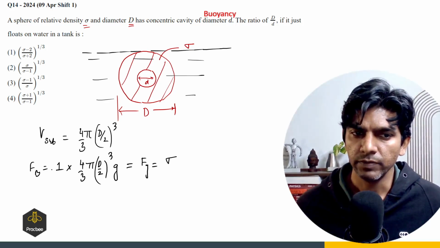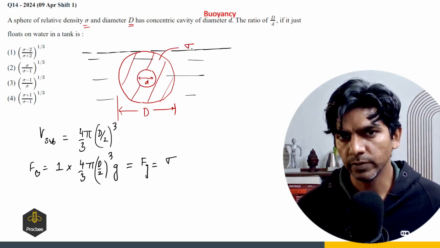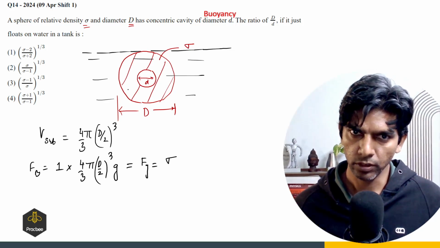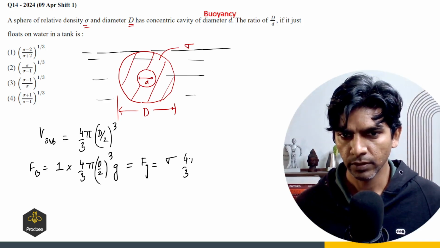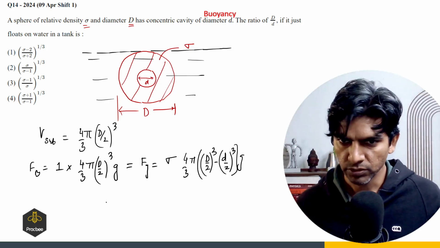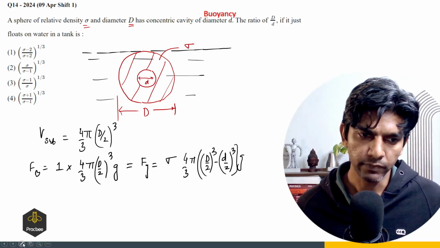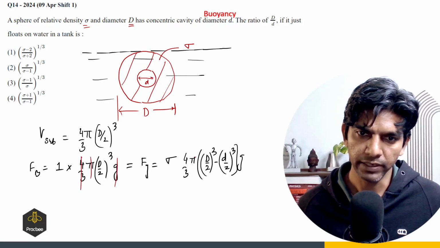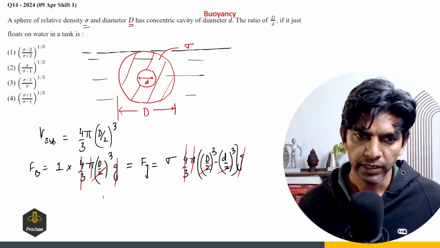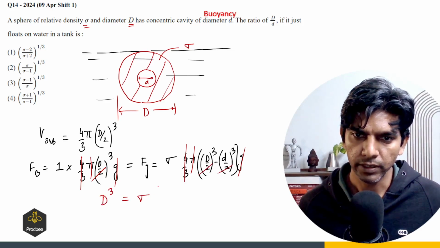It is relative density since we have taken densities in grams per cc. So sigma is nothing but the density of sphere in CGS. So sigma times the volume of the material, that will be 4 by 3 pi (D by 2) cube minus (d by 2) cube, times g. Now we have to just remove the constant factors. So 4 by 3 pi will get cancelled out, g will get cancelled out, and even this 2 will get cancelled out. So we have D cube equals sigma times (D cube minus d cube).